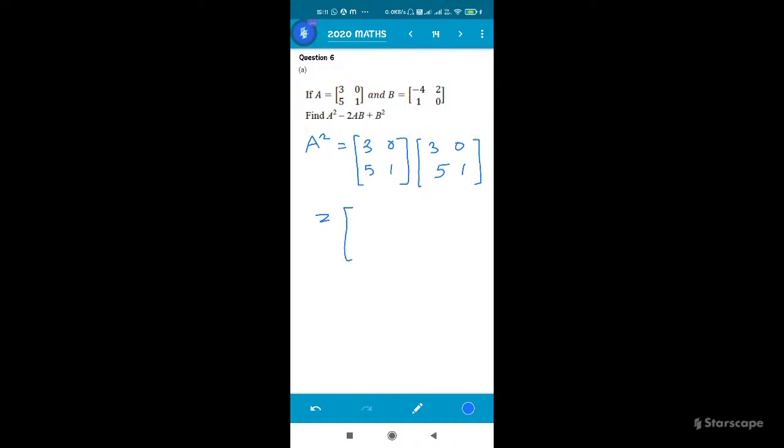Okay, so we will get in this manner 15 plus 5 and 0 plus 1. So we are getting our A square as [9 0; 21]. This is A square. Similarly, we are going to find AB now.